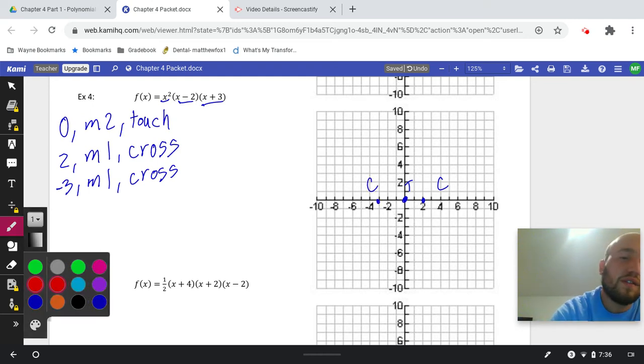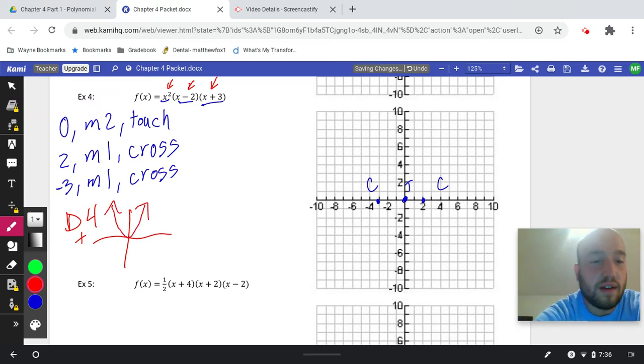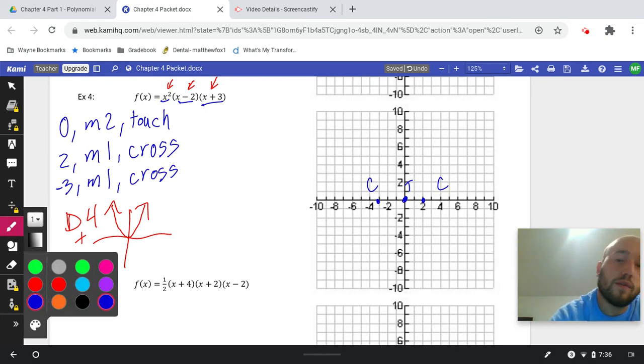Okay, so now let's determine the degree. We have 2 from there, 1 from there, 1 from there. 2 plus 1 plus 1 gives us degree of 4. It is positive. Okay, so degree 4, that's positive. We know both ends are going to point up. So it starts from high and it ends high. So now we come in, we started from high, we cross there, and at some point it's going to loop up.